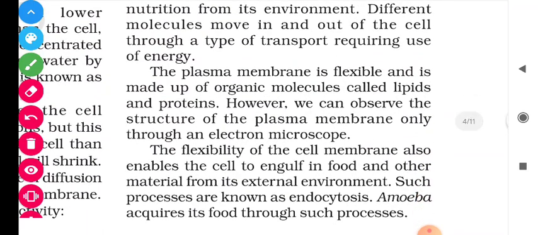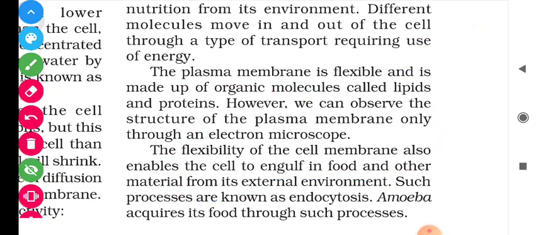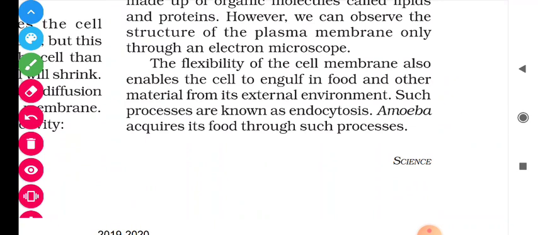The plasma membrane is flexible and is made up of organic molecules called lipids and proteins. So the plasma membrane is nothing but an outer covering, one kind of outside surface which is made up of lipids and proteins. However, we can observe the structure of the plasma membrane only through an electron microscope. Through our naked eye it is not visible, but we need an electron microscope to see the plasma membrane. The flexibility of the cell membrane also enables the cell to engulf food and other materials from its external environment.